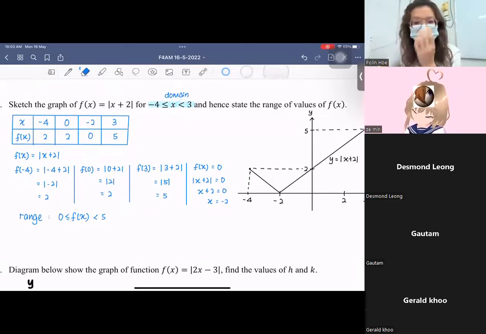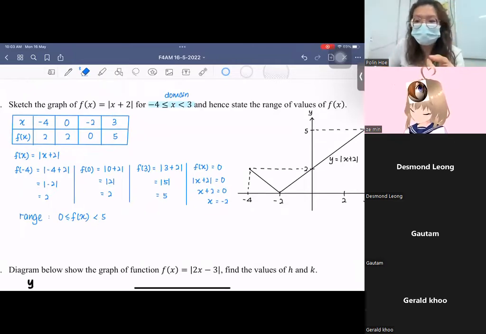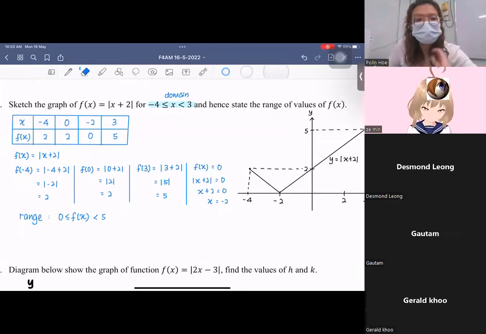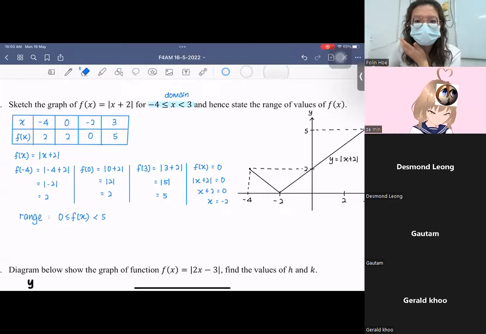Okay, we will discuss more about bigger than or equal to, bigger than, smaller than or equal to, or smaller than in our next week class. I mean for my student. Next week we are going to do linear inequality and quadratic inequality.